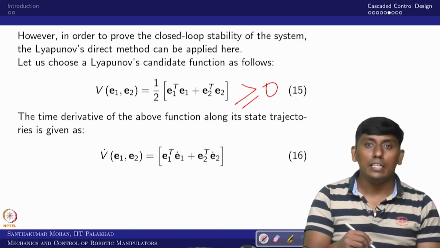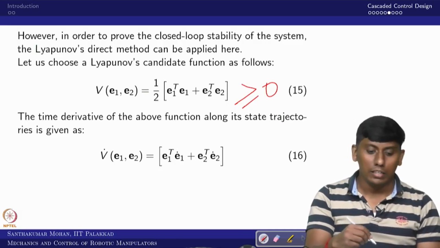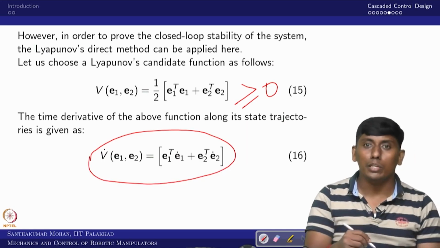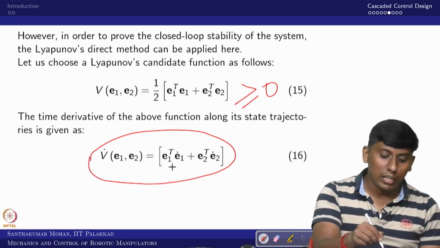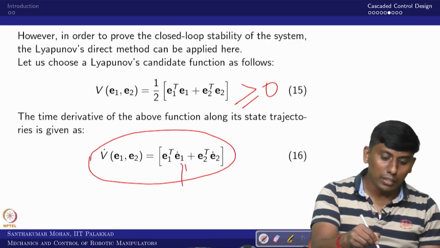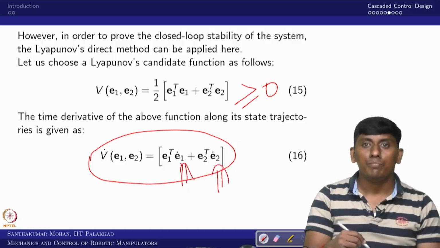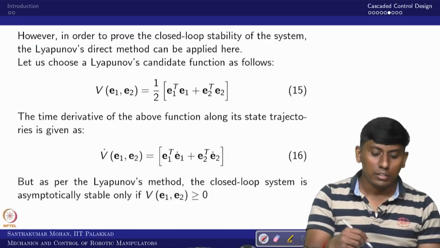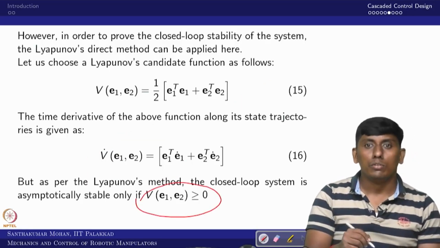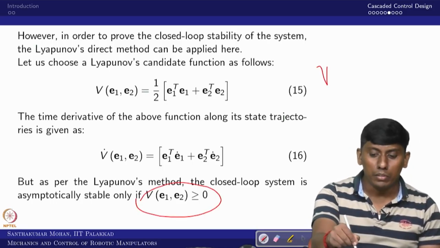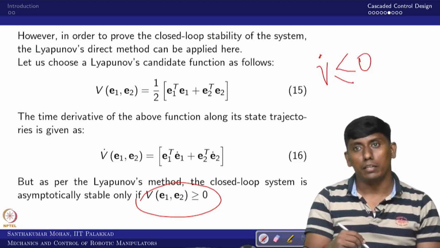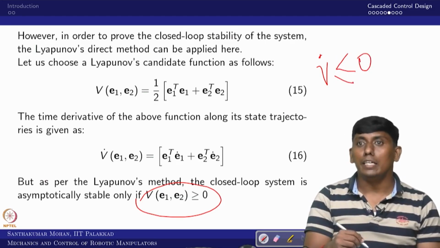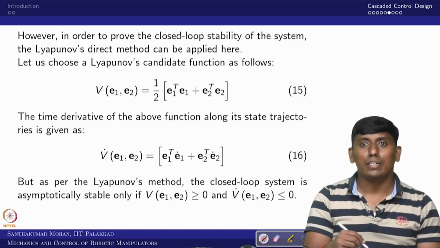Then I can take the time derivative of the above function along its state trajectory, or you can say the Lyapunov function derivative along its state trajectory. Then it comes like this. We already know E1 dot and E2 dot, so we can substitute that. For making a stability proof, the V dot is supposed to be negative definite. It should be 0 when E1 and E2 are 0, otherwise it should be negative. That is what we are trying to prove.